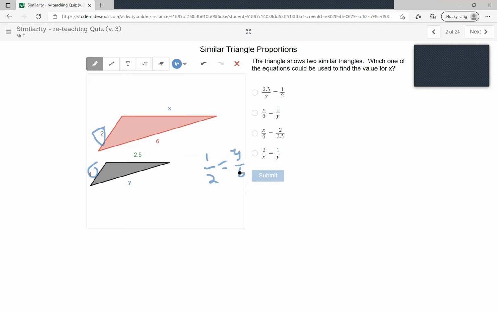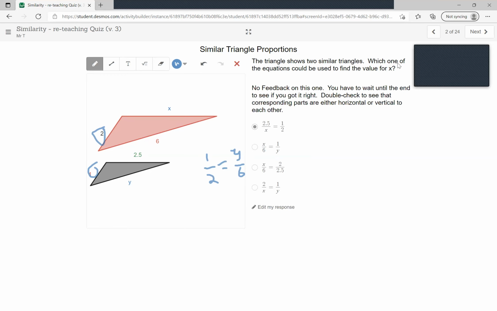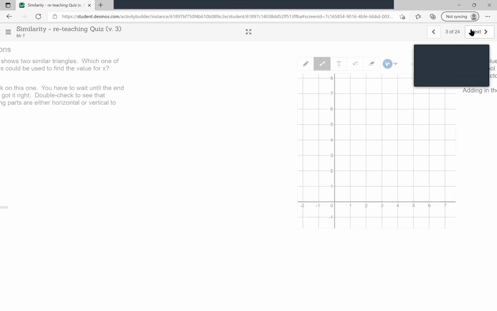So if you look over here, pick one that's right, one that's wrong. If you go all through them, let me look at real quick. 2.5 over x. Oh, I think it's the first one. Let me double check that. 2.5 over x is 1 over 2. That's the correct one. Okay, and that will tell me at the end that I got it right, I hope.